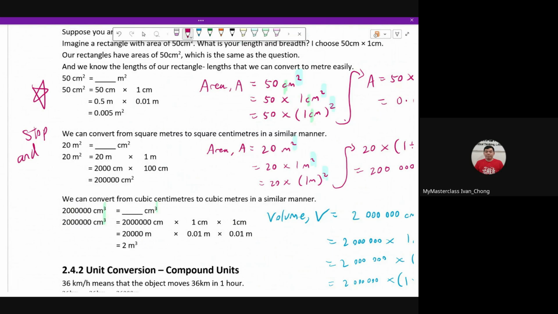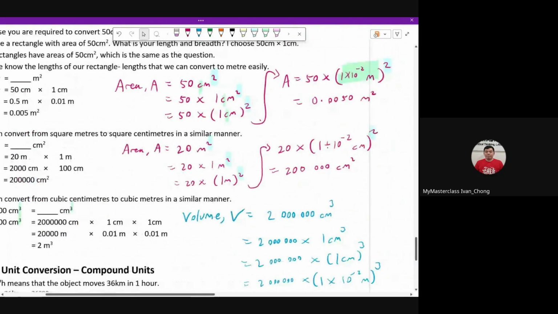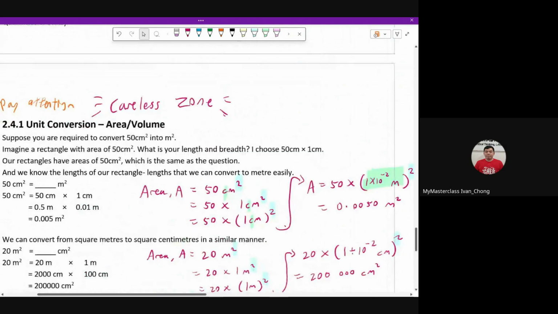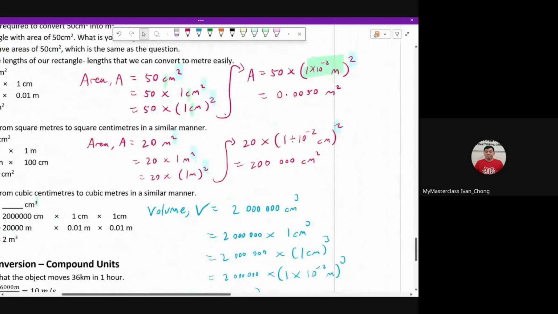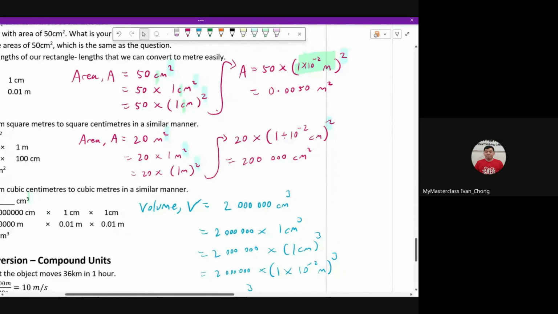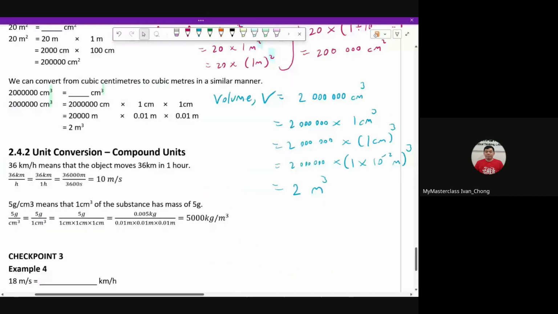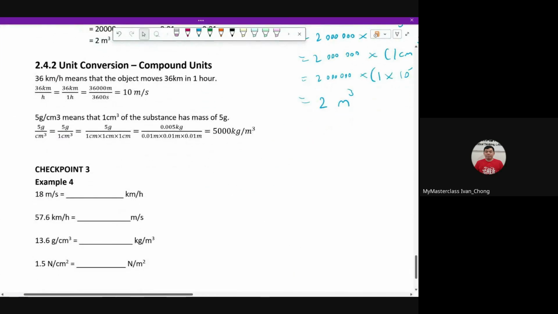So you can see over here, every time you have a square and cube, please stop and double check. Okay, if you don't stop and double check, especially for all your square and cube, you're going to make a careless mistake. It's very, very easy to make a careless mistake, especially at lower sec where you guys are still unfamiliar with the squares and cubes. Just be very, very careful. If you have a cm square or cm cube, you want to be very, very careful when you do your conversions. Okay.